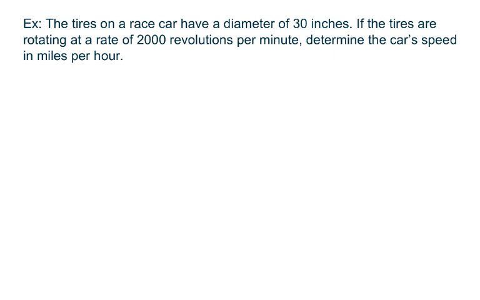Last example here is a little bit more challenging. The tires on a race car have a diameter of 30 inches. If the tires are rotating at a rate of 2,000 revolutions per minute, determine the car's speed in miles per hour. We have several things we need to do here.